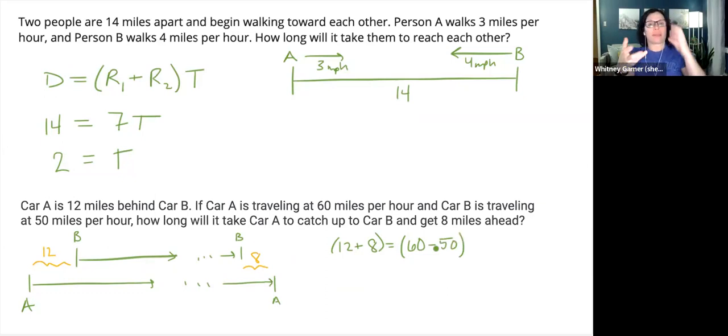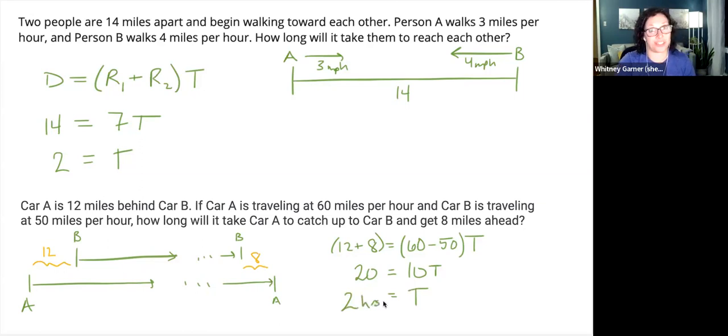Because if car B would just stop, car A would be able to catch them so much faster. But because car B keeps going, they are hurting car A. So we have two cars working against each other in the chase, and so that times time. I want to know how long it is going to take car A to make up that 20 miles when the combined rate, or basically the amount of work that car A is able to accomplish, is only 10 miles per hour, because we have to subtract off the work that car B is taking. And so we end up with 2 hours.